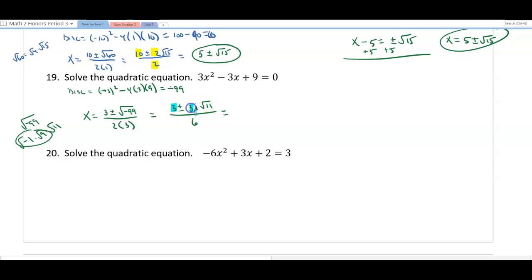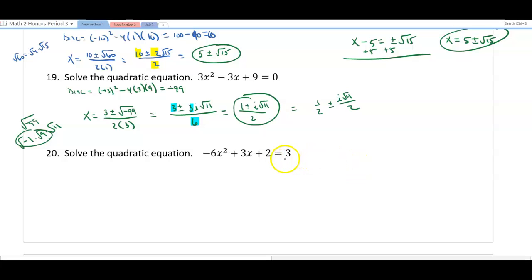All of these coefficients and constants are divisible by 3, so I'm going to divide everything by 3 to get 1 plus or minus i square root 11 all over 2. Alright, and that's your answer. You can write it as 1/2 plus or minus i root 11 over 2 also.